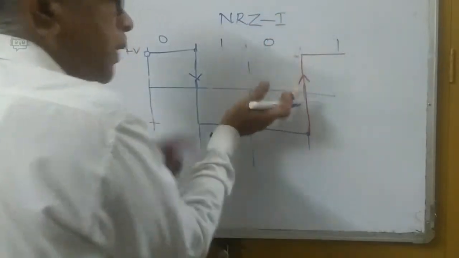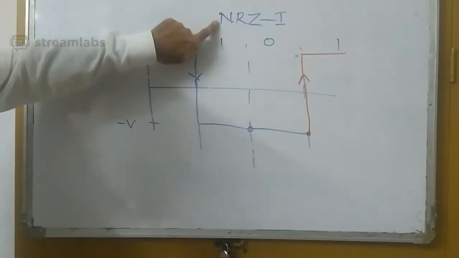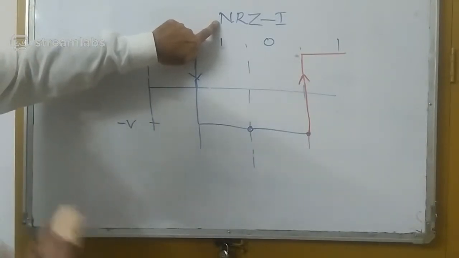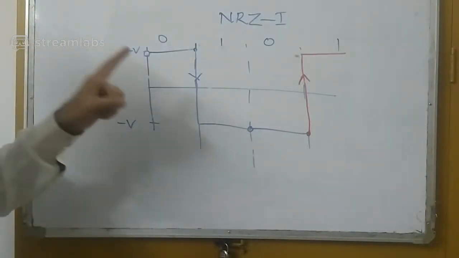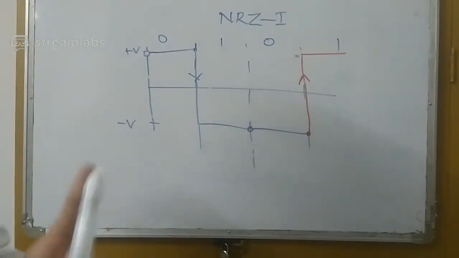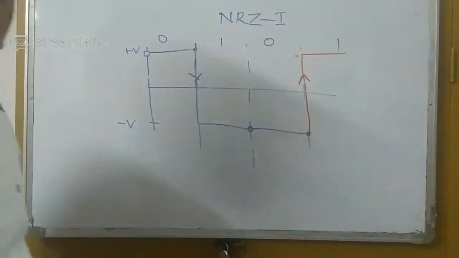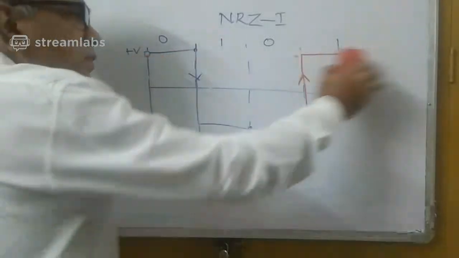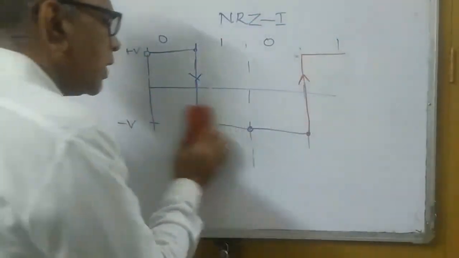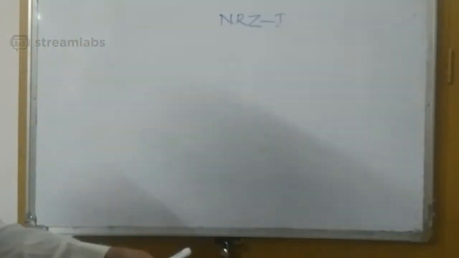NRZ-I scheme with respect to the other two. Even though it is a polar scheme, it has an advantage over the polar NRZ-L scheme. You see why? For one of the bit streams, it eliminates the problem of DC component and baseline wandering. If there are series of zeros, that problem will continue as it is. I'll talk first of series of zeros and then series of ones. First we'll see the disadvantage, then the advantage.